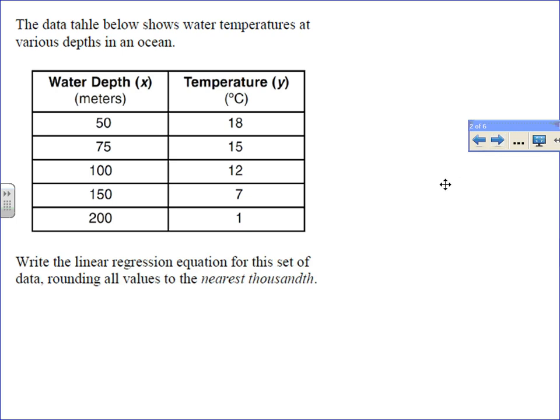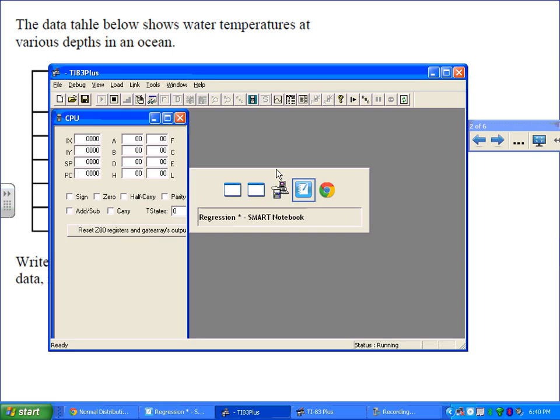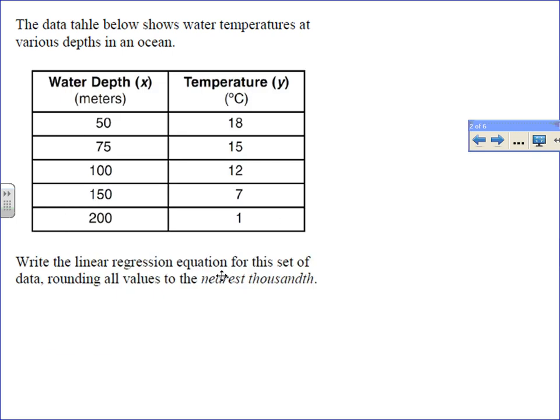The data table below shows water temperatures at various depths in an ocean. Write the linear regression equation for this set of data, rounding all values to the nearest thousand. So they want us to write a linear regression equation for this set of data.